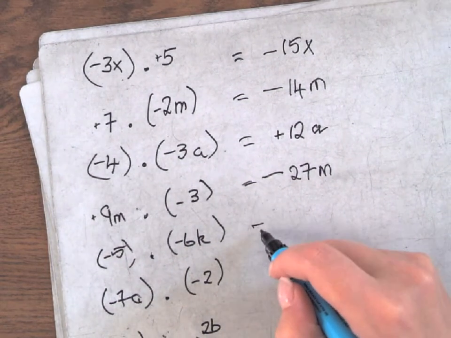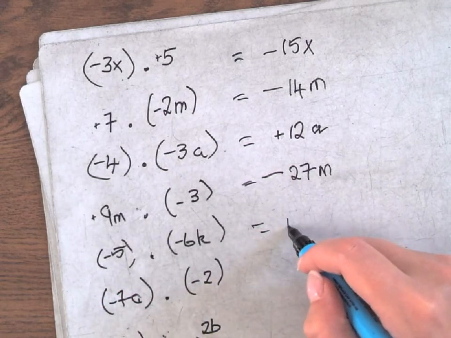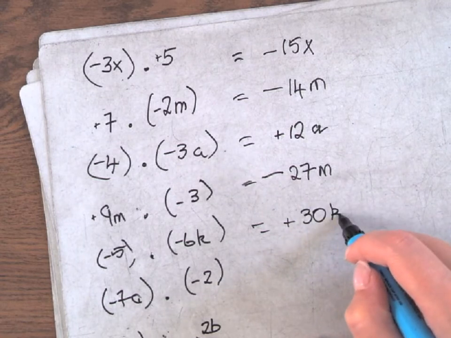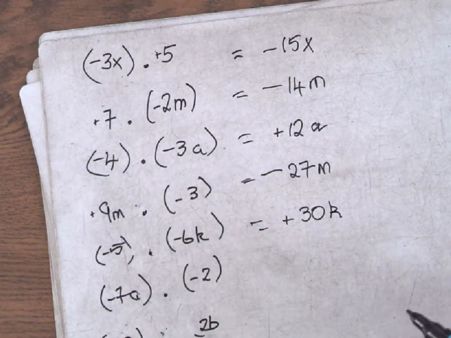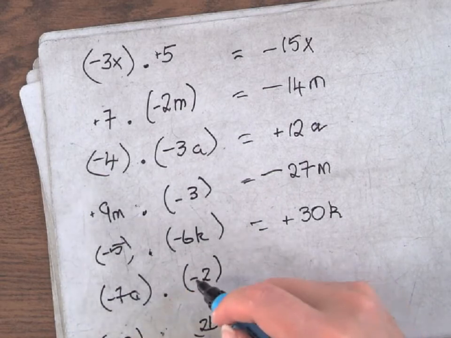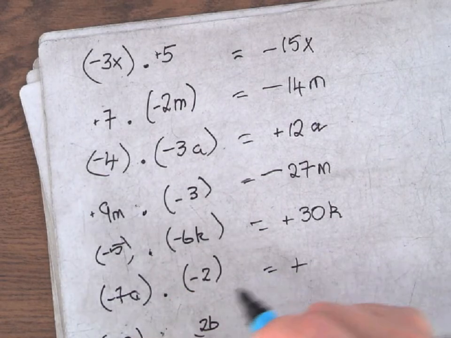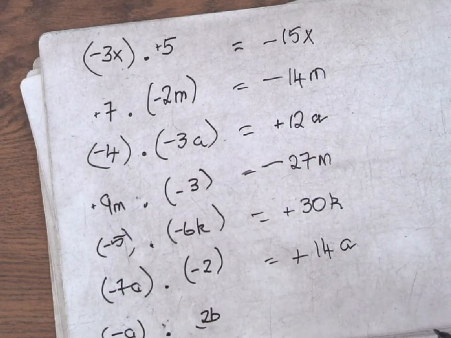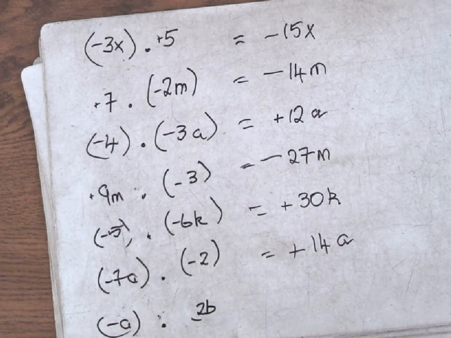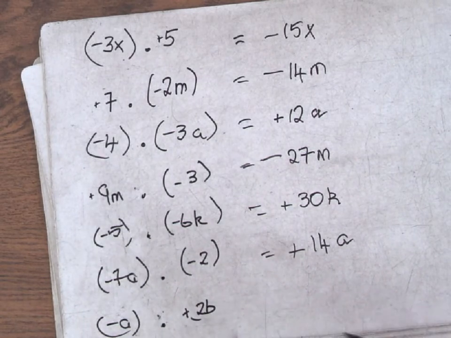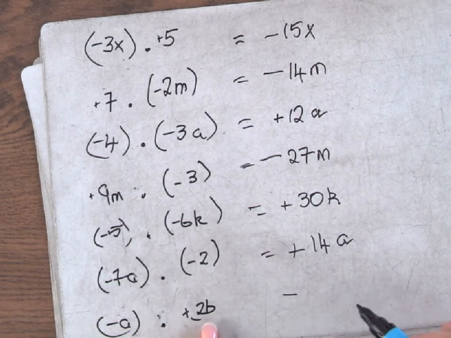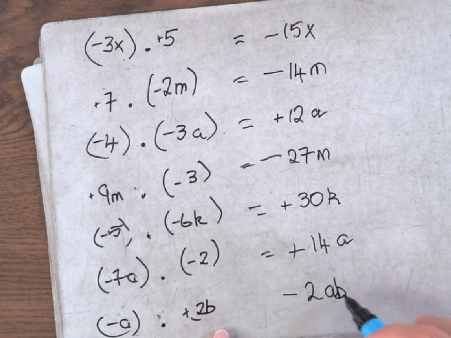Right, next one. A minus by a minus is a plus. 5 by 6 is 30. And we just have a k. Are we all getting right? Right. Next one, a minus by minus is a plus. 7 by 2 is 14, and we just have an A. Okay, here we have a minus, there's no sign there, so it's a plus. A minus by a plus is a minus. We have just a 2, and then we have an A and a B, so you just write them alongside each other. Okay.